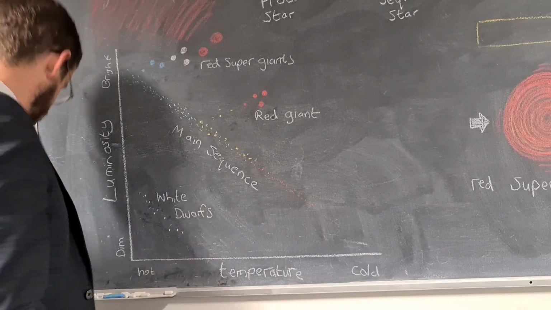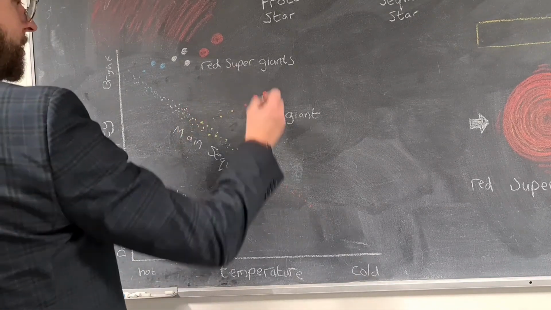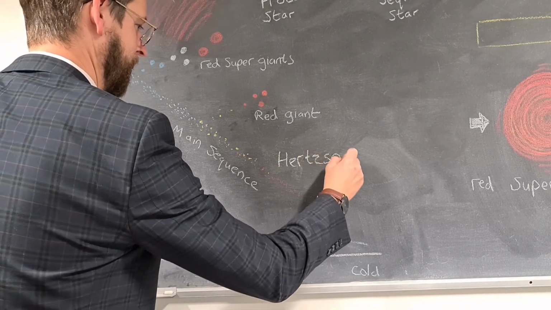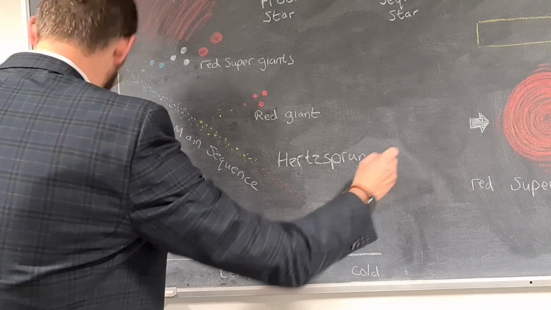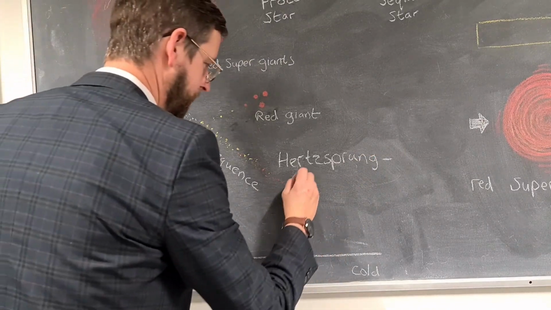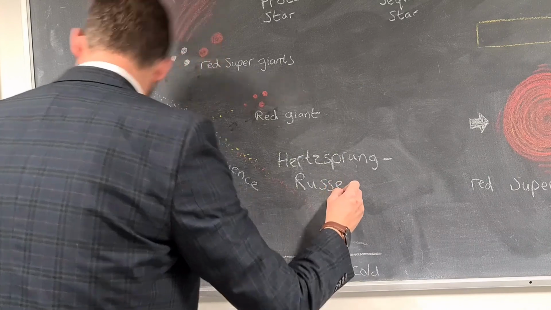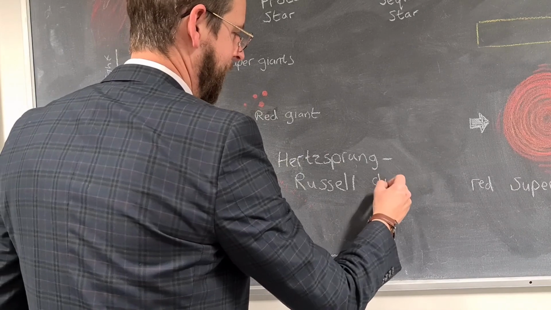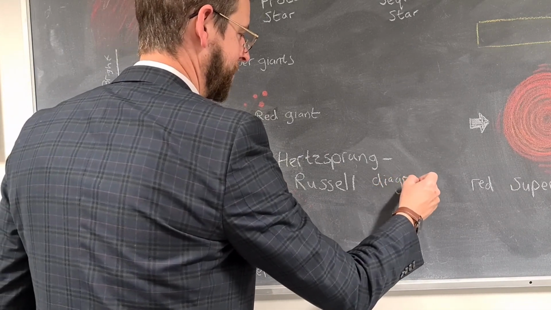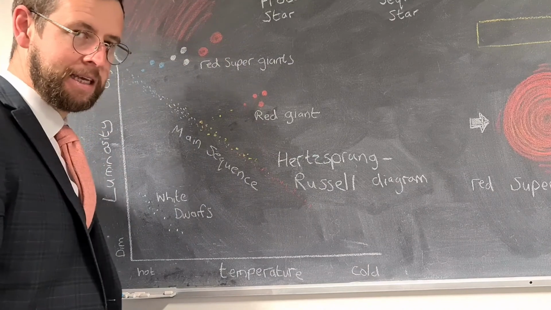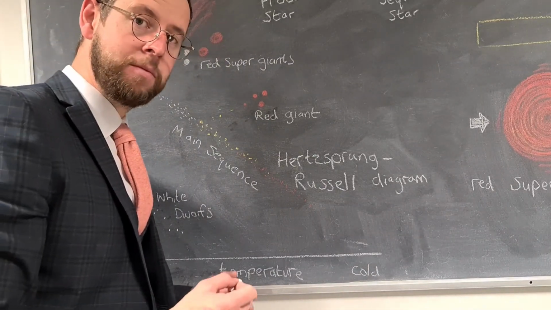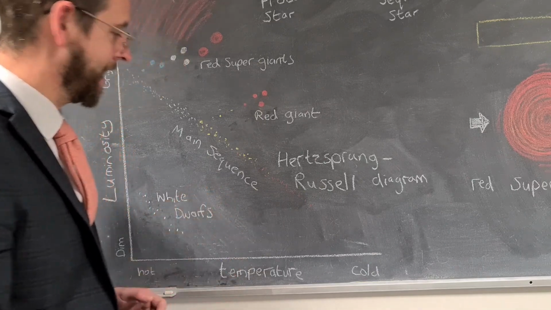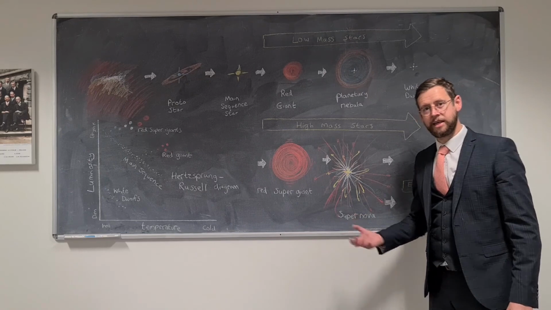But this Hertzsprung-Russell diagram, and this is how we write it, Hertzsprung and Russell, it is double L, diagram, helps us to understand where in the star's life that particular star is. It also enables us to predict what is going to happen to our sun based on where it is on this diagram right now. So that's it.